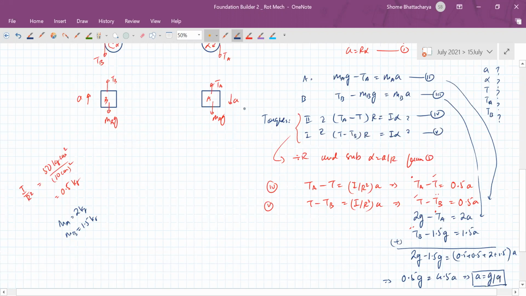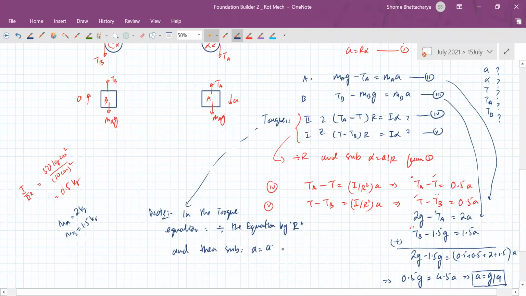So this technique of solving the equations is very important. So I'll just make a note of it. What we do here, in the torque equations, first divide the equation by R. And then substitute alpha equal to A by R. So then these equations can be solved with the other force equations which are there from the FBDs. So this is the technique of equation solving. Please understand this technique, how we applied it over here. It's very important.